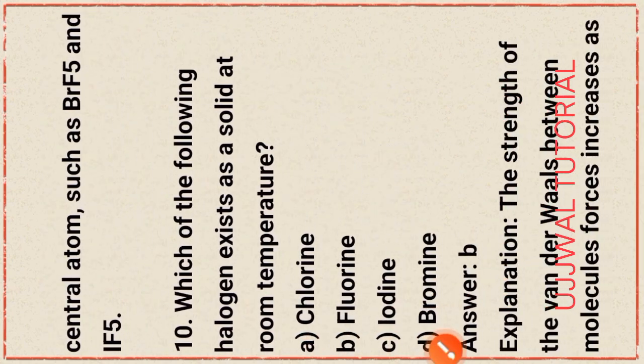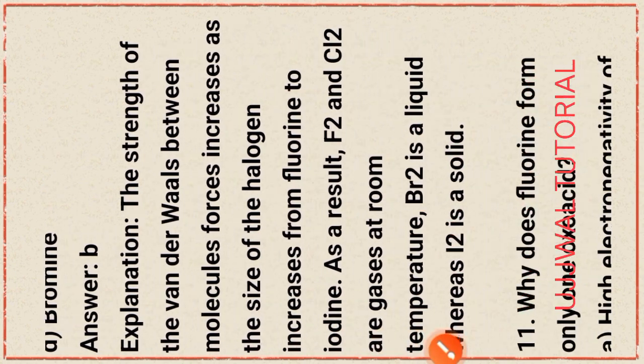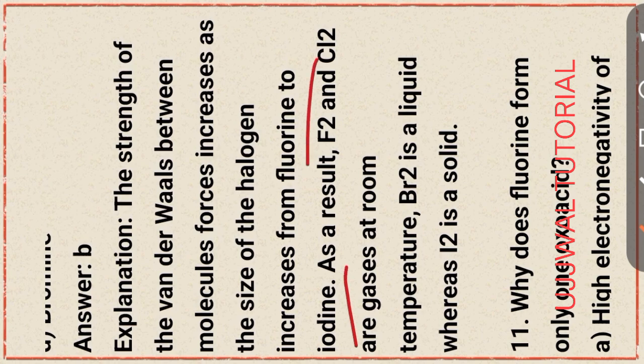Next question, question number 10: Which of the following halogens exists as a solid at room temperature? Option B, fluorine. To explain, the strength of the van der Waals forces between molecules increases as the size of the halogen increases from fluorine to iodine. As a result, fluorine and chlorine are gases at room temperature.